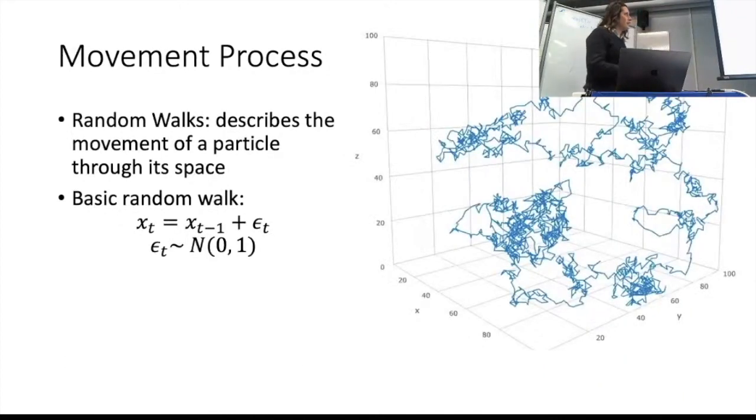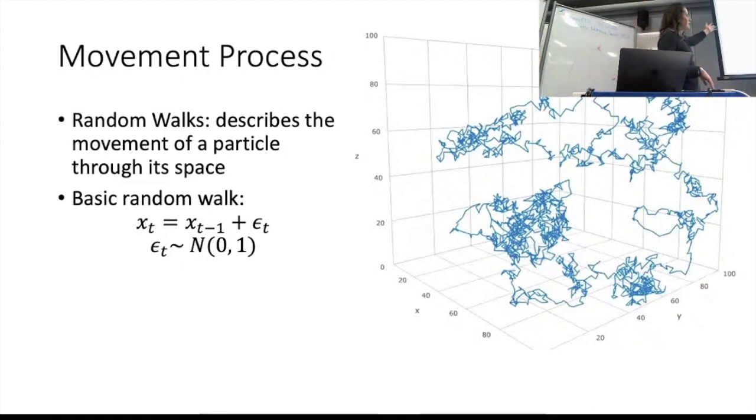So the movement process, these are typically done with random walks, and there are a couple of different ways that we can do this. But a random walk, basically, is a stochastic equation that's describing the movement of a particle as it's moving through space. And so these can be n-dimensional. You can have as many dimensions as you want. Typically, we have 2 dimensions. In animal movements, sometimes we have 3.